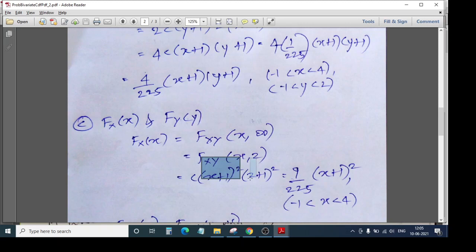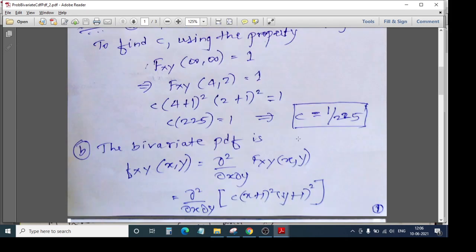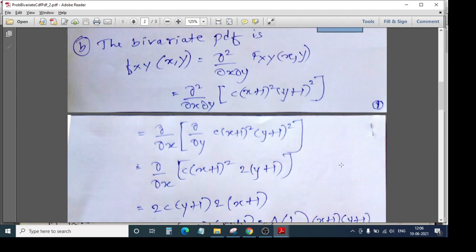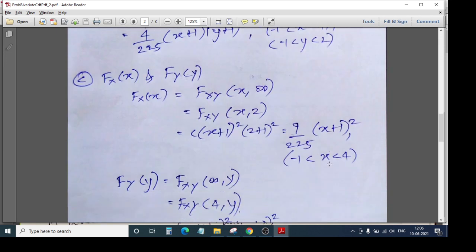The value of y is what now? 2. So therefore it is 2 plus 1 the whole square. Next, substitute the value of c. C you already know. It is nothing but what now? 9 divided by 225. So the value of c is what now? It is 1 divided by 225. Then this 2 plus 1 the whole square is nothing but 3 square, and 3 square is nothing but 9. So I hope this is clear.